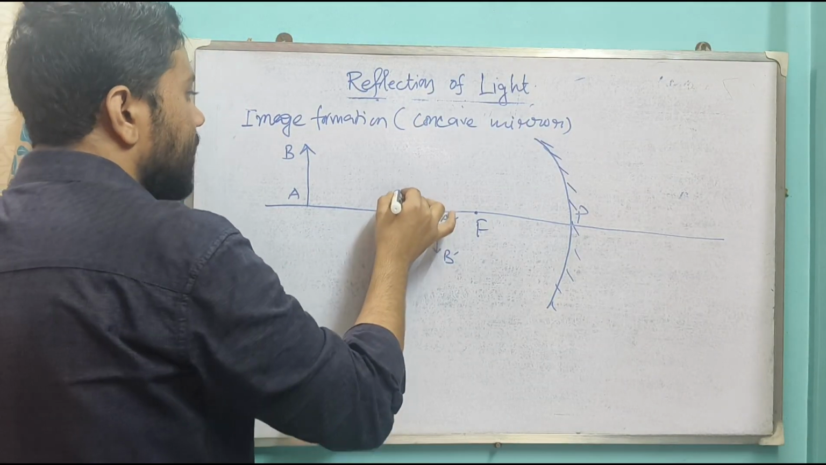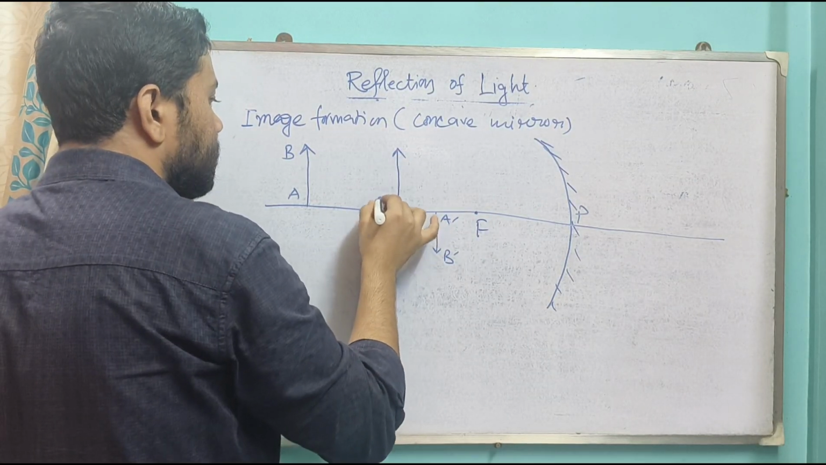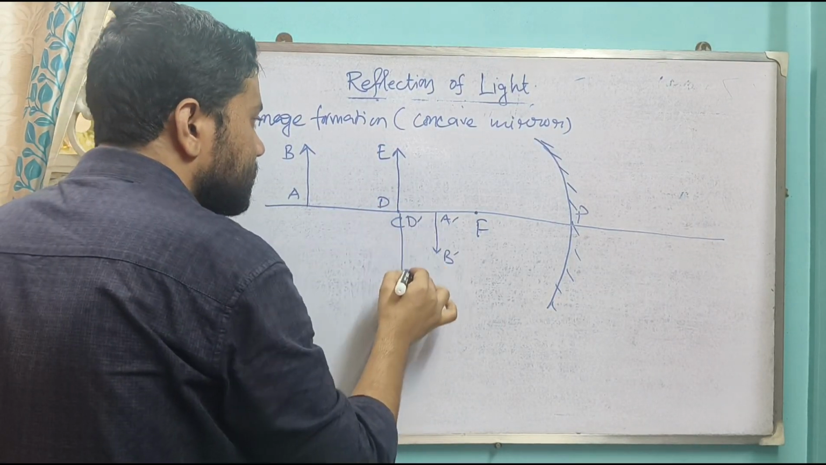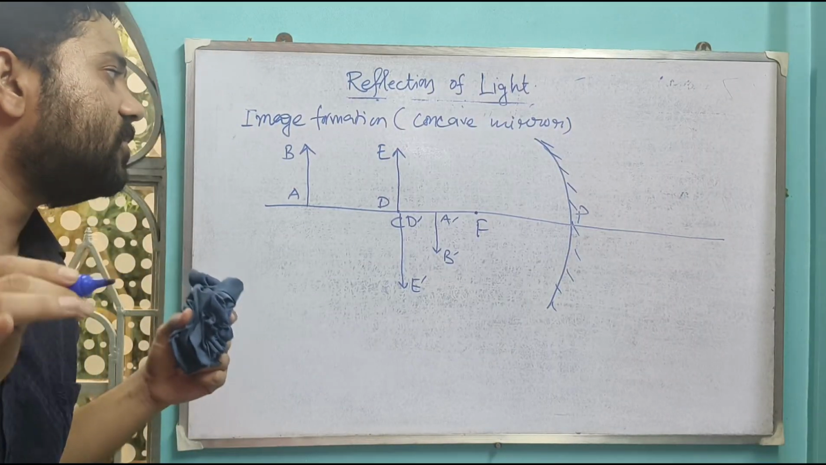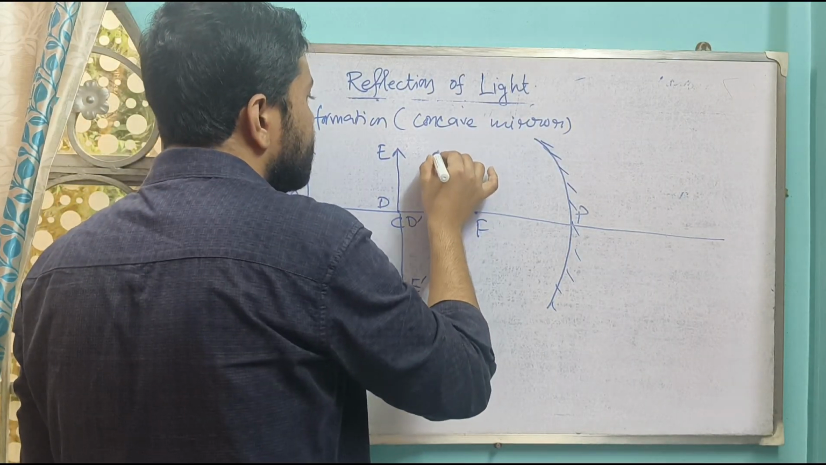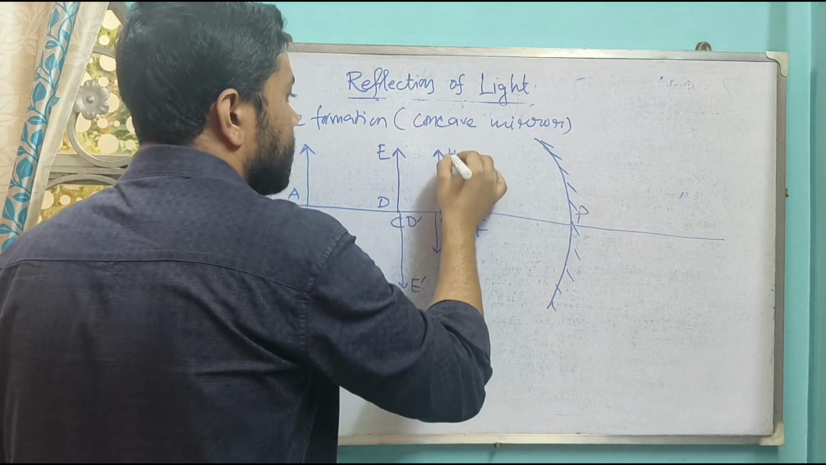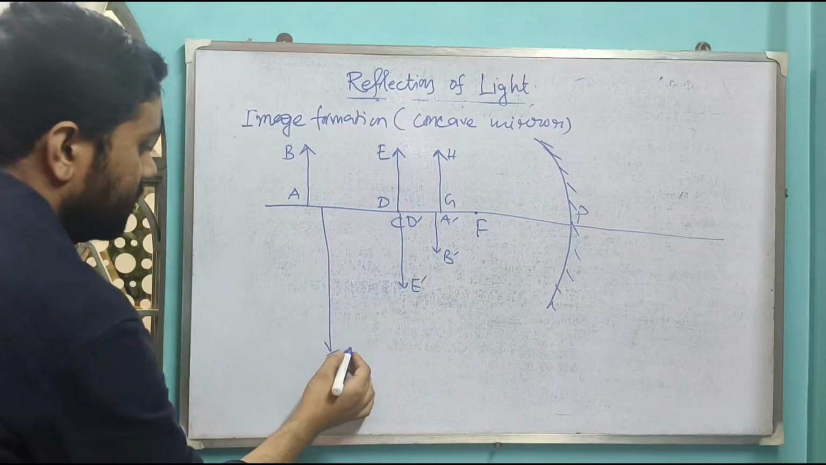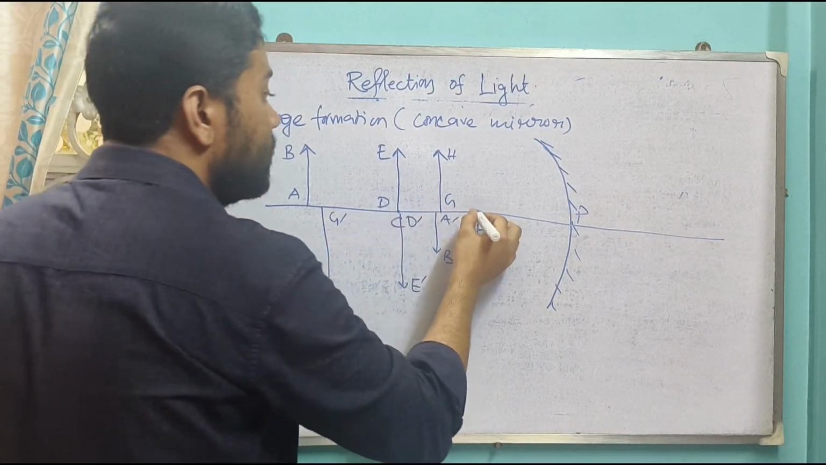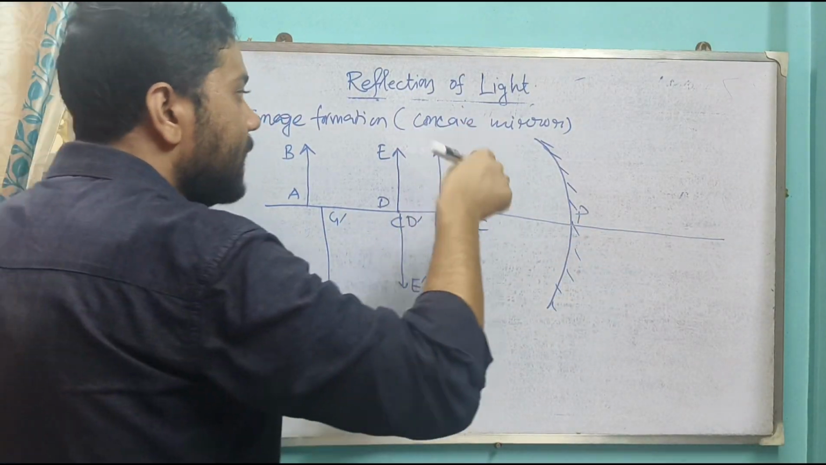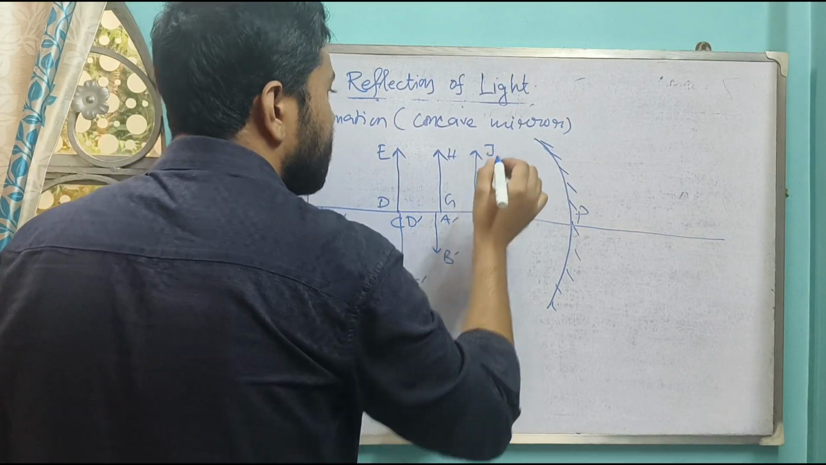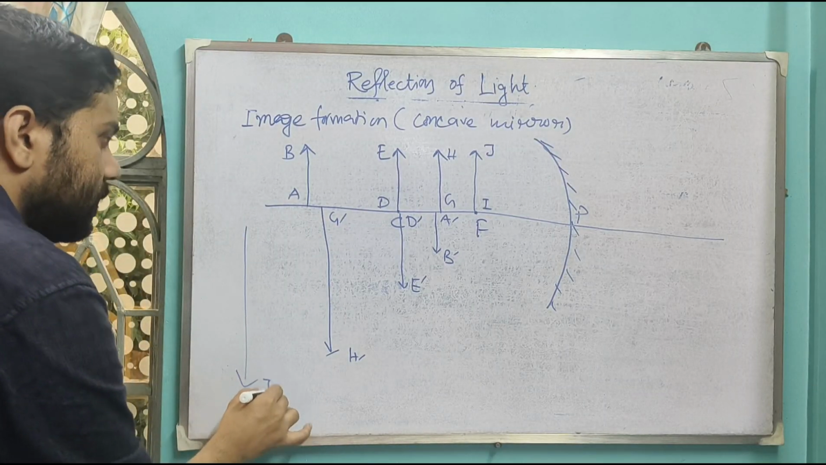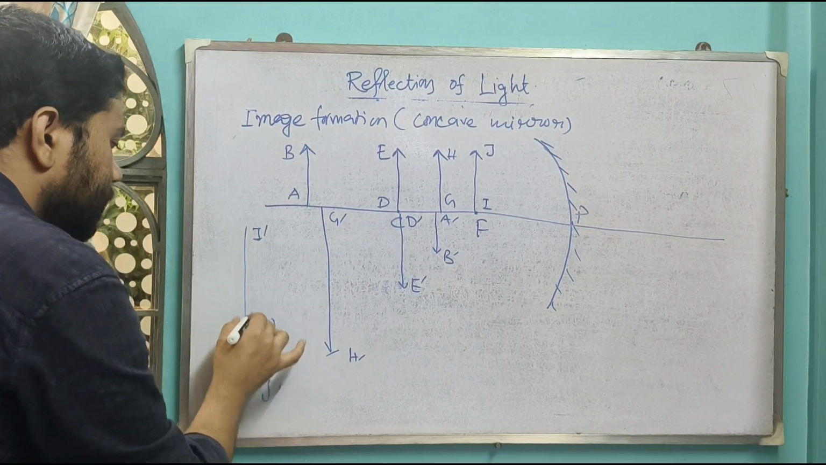Now if we keep the object at C, like DE, we will get the image at the same position at C. So D dash and E dash, and it is real and inverted. Now if we keep the object between C and F, like suppose GH, we will get the image beyond C, and it is the enlarged, real, inverted image, H dash and G dash. Now if I keep the object at focus, we know that the image will be formed at infinity.